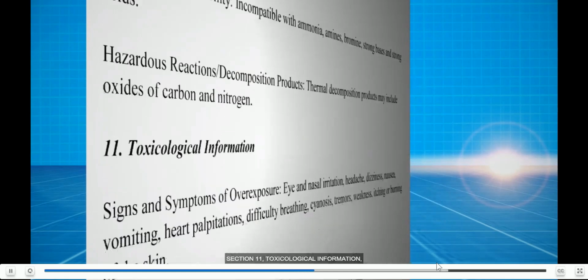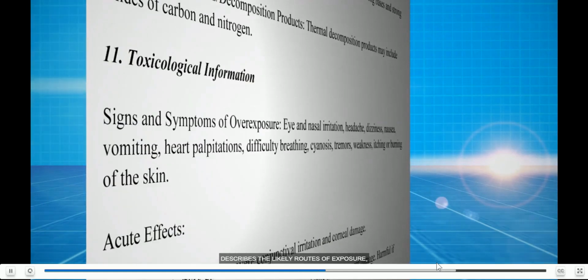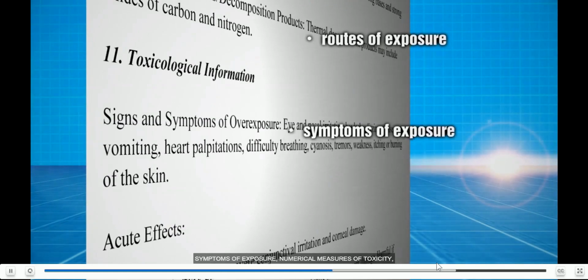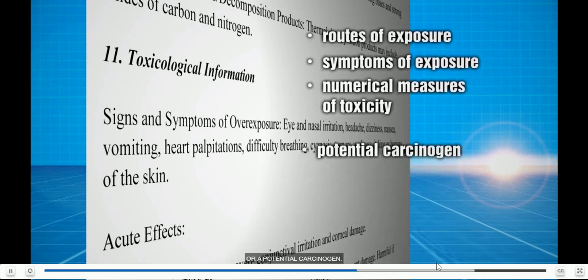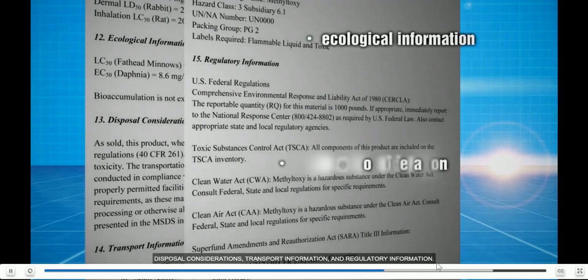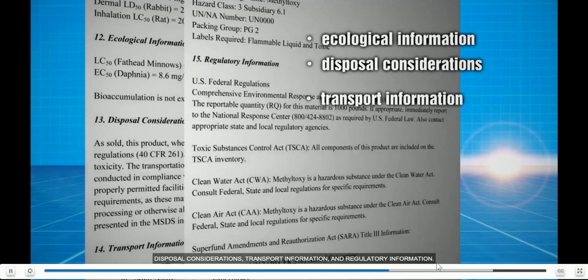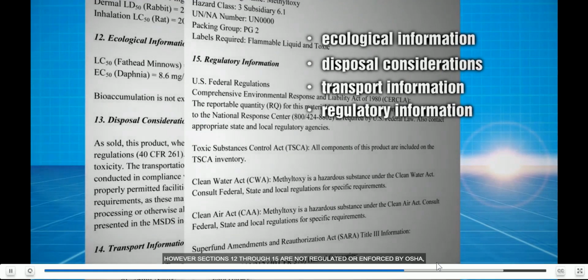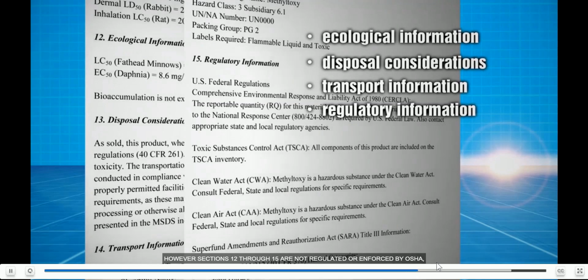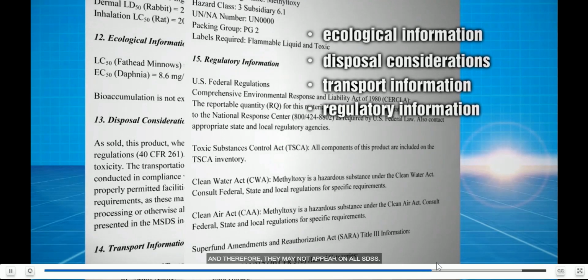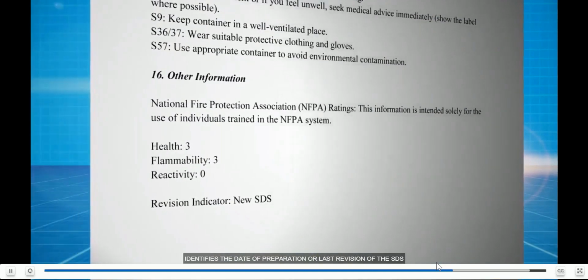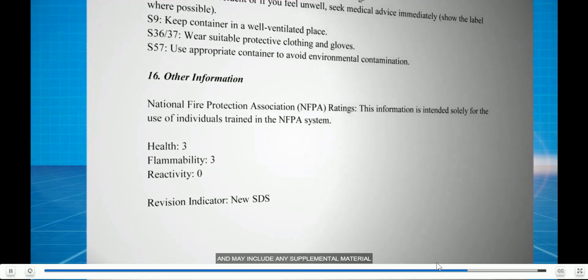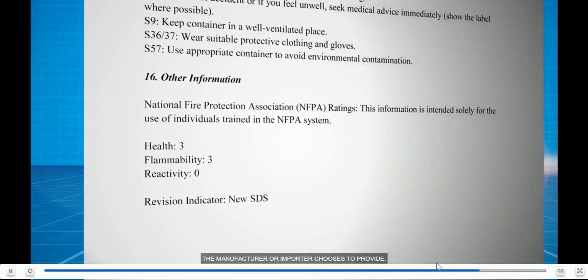Section 11, Toxicological Information, describes the likely routes of exposure, symptoms of exposure, numerical measures of toxicity, and whether or not the product is considered a carcinogen or a potential carcinogen. Sections 12 through 15 describe ecological information, disposal considerations, transport information, and regulatory information. However, Sections 12 through 15 are not regulated or enforced by OSHA, and therefore they may not appear on all SDSs. Section 16, called Other Information, identifies the date of preparation or last revision of the SDS, and may include any supplemental material the manufacturer or importer chooses to provide.